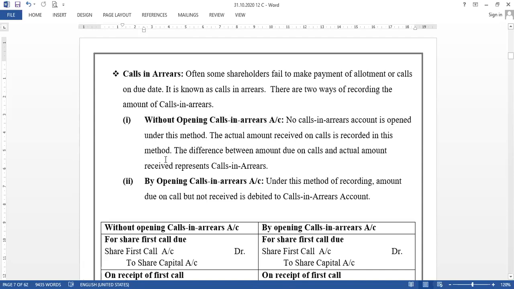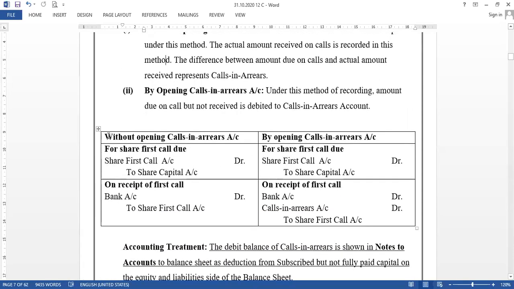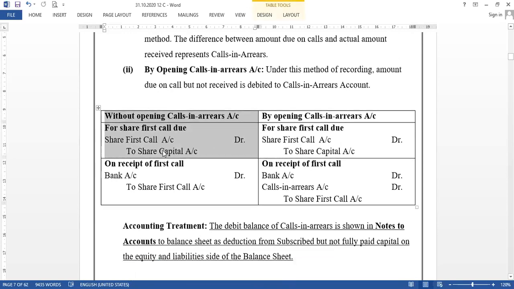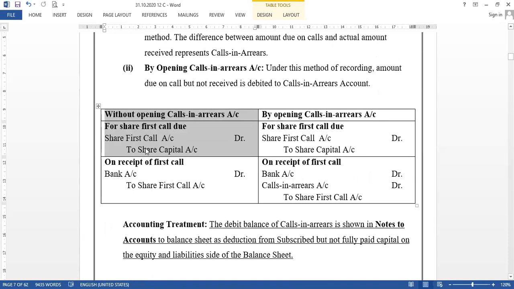When you have to do the entry without opening calls in arrears account, जो मैं पहले बहुत ज़्यादा follow करता था, say for example the first call entry, so you can see there कि share first call due, तो share first call account debited to share capital is the entry, right? And when you receive the call, bank to share first call. But when you write the amount over here, bank to share first call, you have to make sure you deduct the amount of calls in arrears, because over here you are going to write full amount called up. What are the total amount is called up, and from the total amount called up, we have to deduct the arrears amount and write the net amount over here. Net amount, net of calls in arrears.